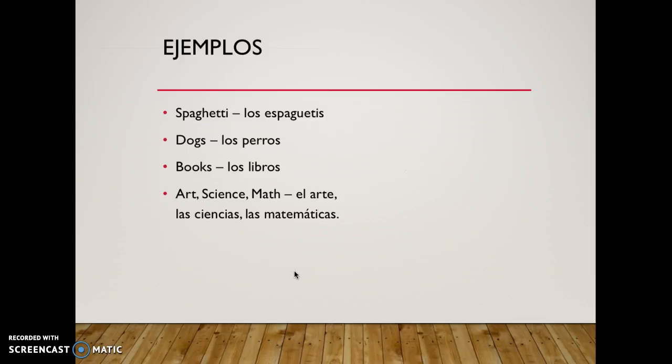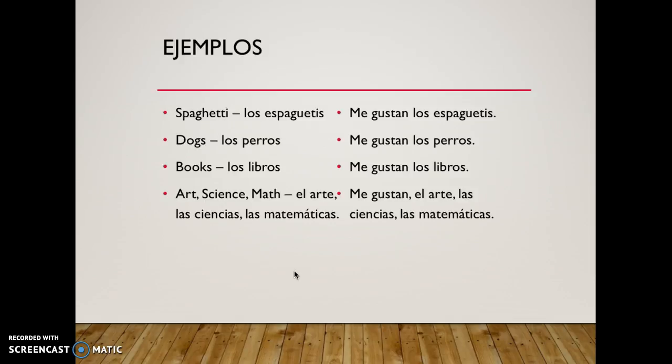Okay. Here's some more examples. Some things that I like. Spaghetti. Now, spaghetti is actually plural in Spanish because you're talking about spaghetti noodles. There are more than one. So, me gustan los espaguetis. Dogs, los perros. Me gustan los perros. Books, los libros. Me gustan los libros. Art, science, and math. Me gustan el arte, las ciencias, y las matemáticas.